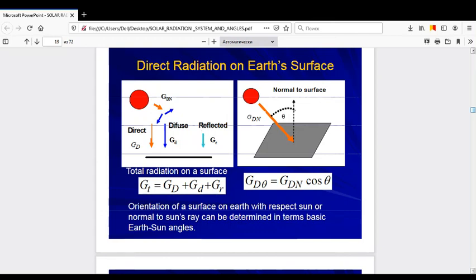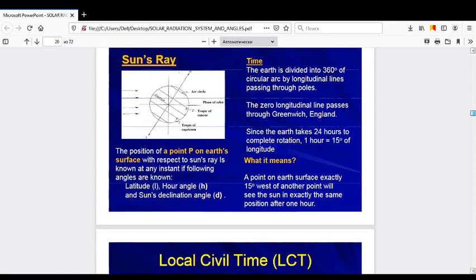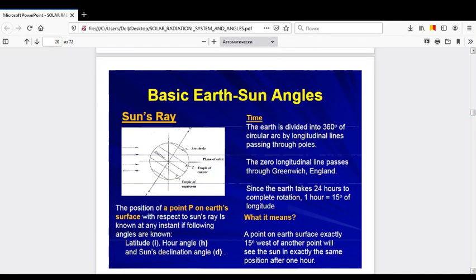Orientation of a surface on earth with respect to the sun, or normal rays to sun rays, can be determined in terms of basic earth-sun angle. Now this is the geometry that comes for the calculation of the solar radiation. So first of all, the sun rays come at an angle, the plane of orbit, Tropic of Cancer, Tropic of Capricorn and Arctic circle.